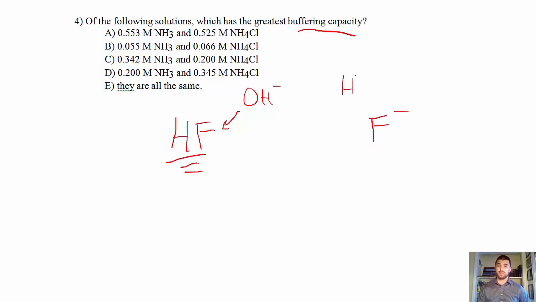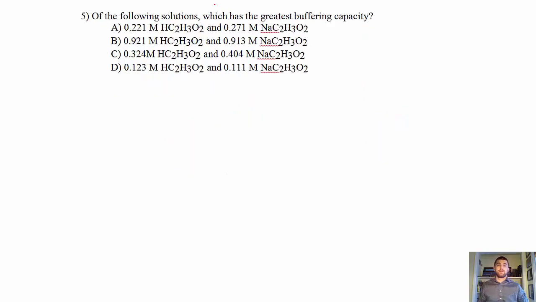If I add some H plus, it's going to be absorbed by this. So the more F minus I got, the more it can handle that. So we're really looking for the ones that have the most of both of those things. Comparing them, let's see which one has the greatest of both. A is the best answer, right? It's the biggest numbers for both the base and the acid. So that's it.